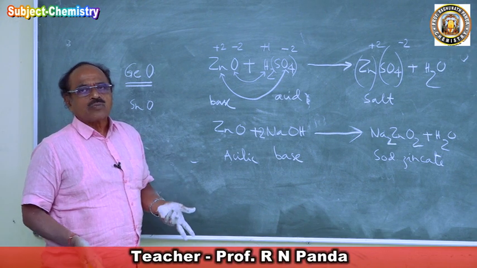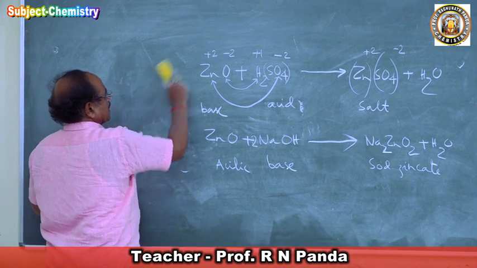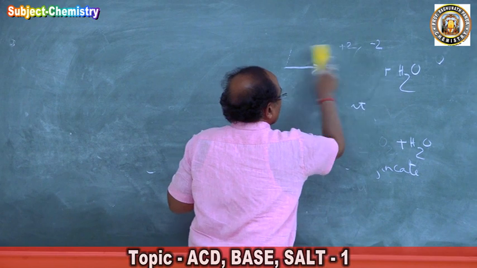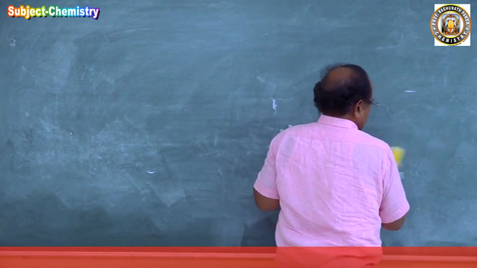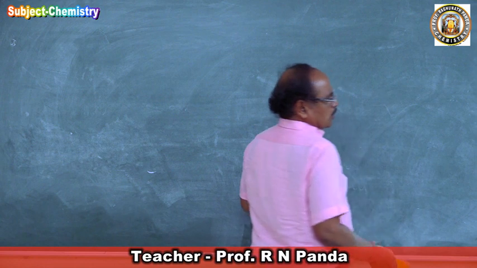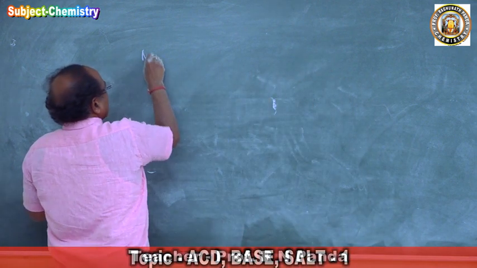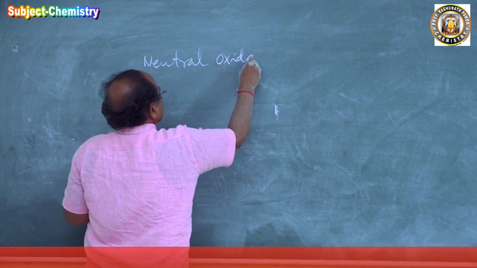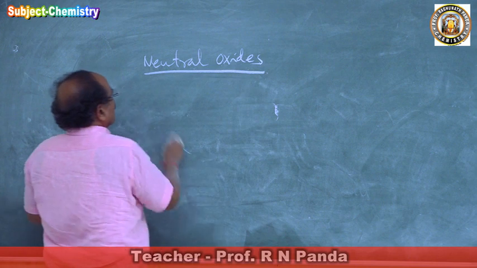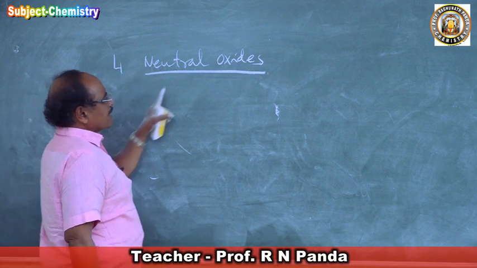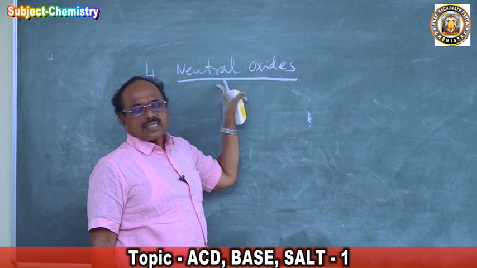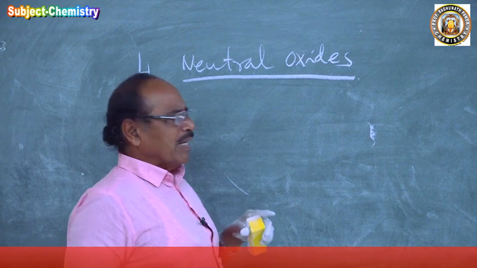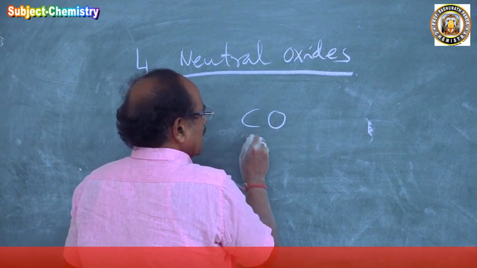Then the last one is neutral oxide. Those oxides which are neither acidic nor basic are called neutral oxides. There are very, very few of these oxides. One example I can give you is carbon monoxide.